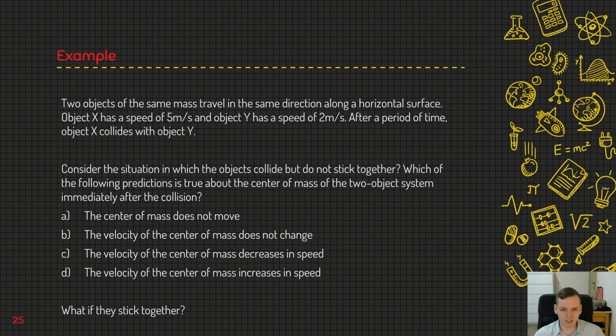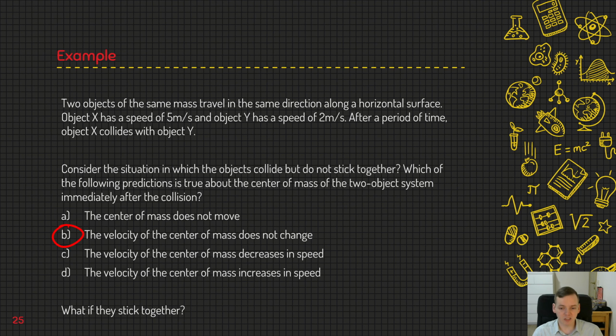Two objects of the same mass travel in the direction on a horizontal surface. Object X has a speed of 5. Object Y has a speed of 2. At some point, they collide and they bounce off. Which of the following predictions is true about the center of mass? And it is that the velocity of the center of mass does not change.